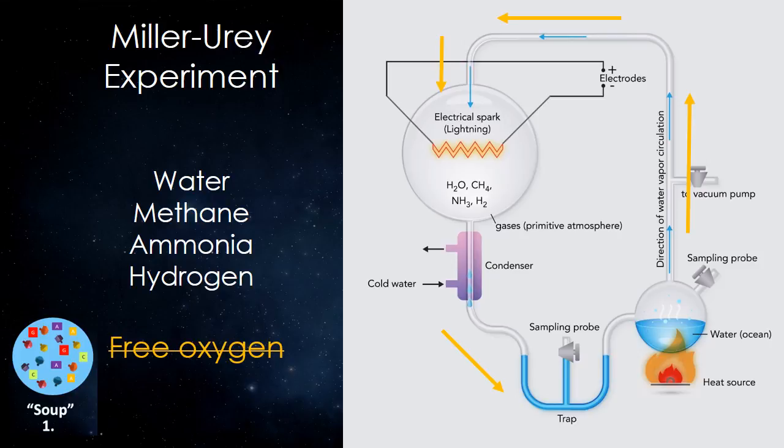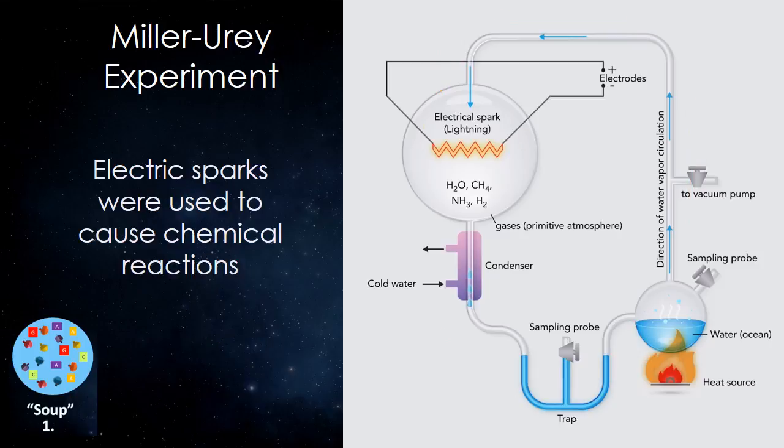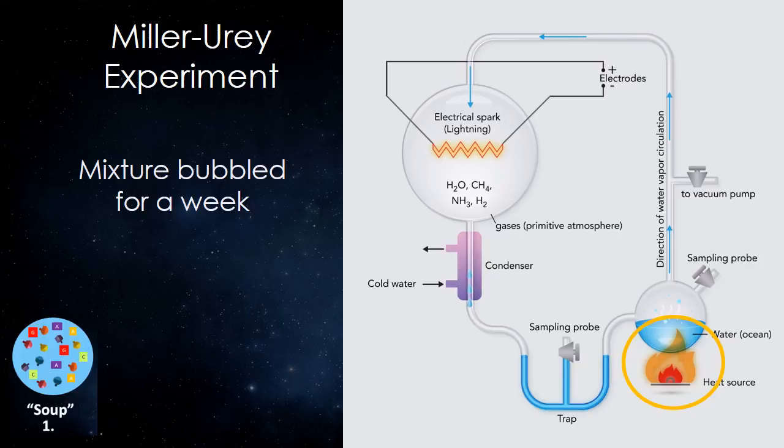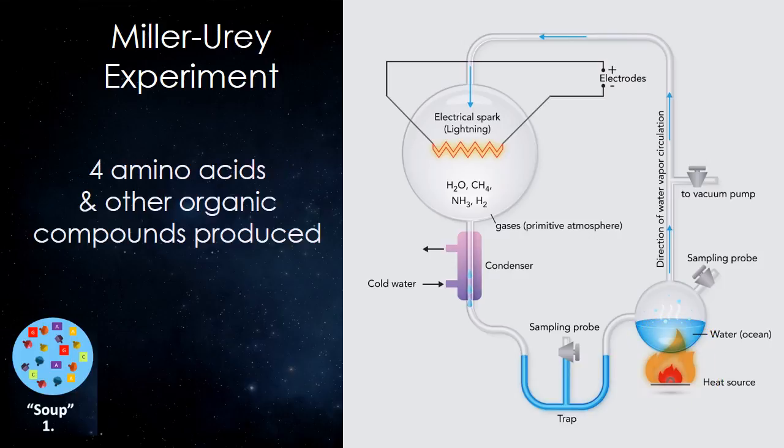Oxygen was not included because any organic molecules produced would quickly be decomposed by the process of oxidation if oxygen was present. Electric sparks were used to cause chemical reactions. To simulate a hot environment, a heat source was provided, and the mixture was allowed to bubble for a week. During this process, 4 amino acids and numerous other organic compounds were produced in the soup.